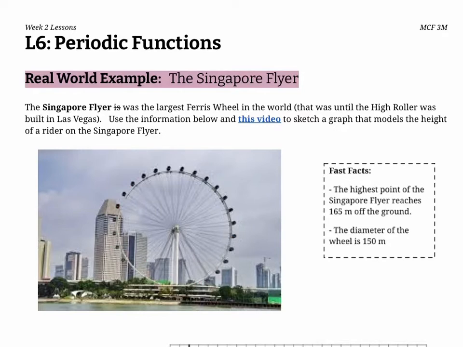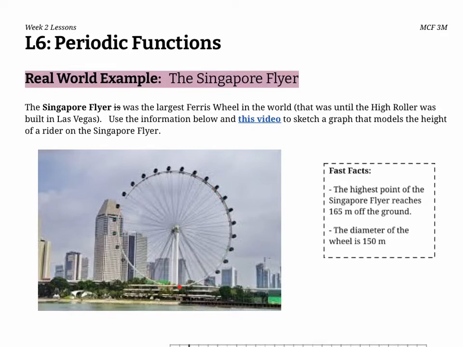So I want to sketch a graph that models the height of a rider on this Ferris wheel. So we need a bunch of pieces of information. One piece of information is how long it takes to get entirely around. It takes longer than 60 seconds, but we're going to use the time in that video. That video says that the entire way around the Ferris wheel is 60 seconds. So if we start here and we go around, that's 60 seconds.